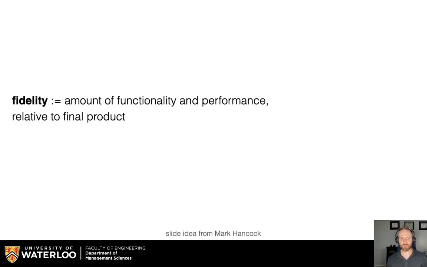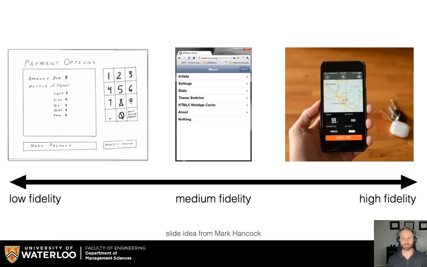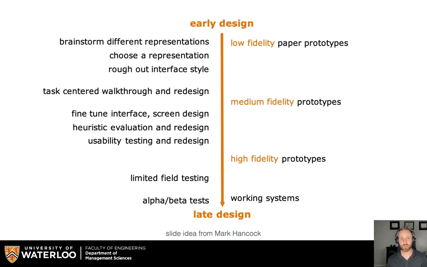From last time, you'll remember we defined fidelity as the amount of functionality and performance relative to a final product. And as you make your prototypes, they might be low, medium, or high fidelity, depending on what your needs are. This depends on the stage of design you're in. If you're early on or starting an iteration, you want low fidelity prototypes to cover lots of ground. Medium fidelity prototypes allow you to ask more detailed questions and approach something resembling a final system. And high fidelity prototypes will get you to limited field testing or final evaluations.